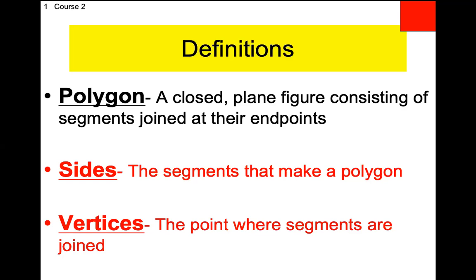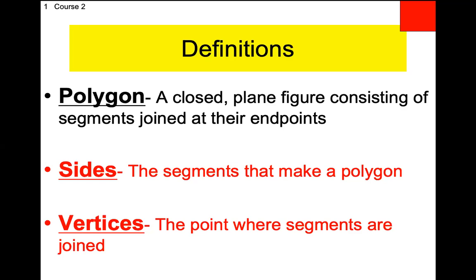We've already written down polygon a couple times. Sides, the segments that make up a polygon, and vertices, the point where those two segments come together. We okay?